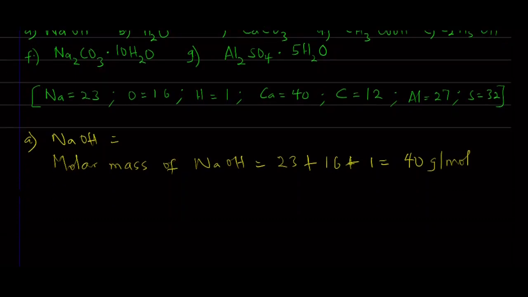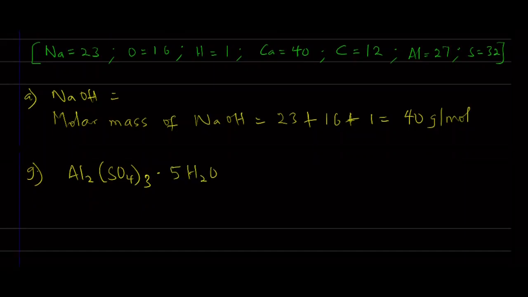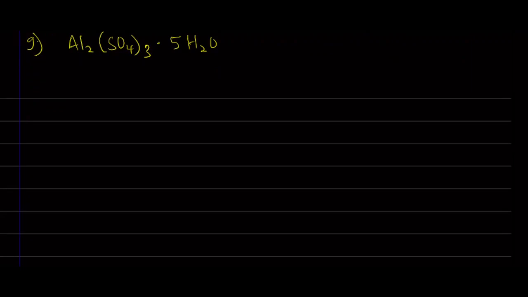Now let's work out Al2(SO4)3.5H2O. How are we going to do this? To solve this, it means that we have a substance Al2(SO4)3 and 5H2O. This means that we are having 5 volume of water. 5 volume of water has been added to this substance.